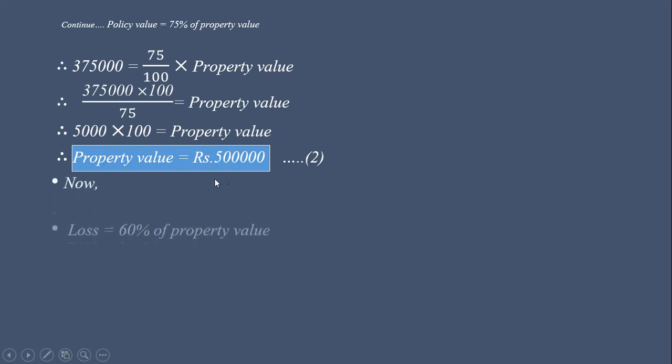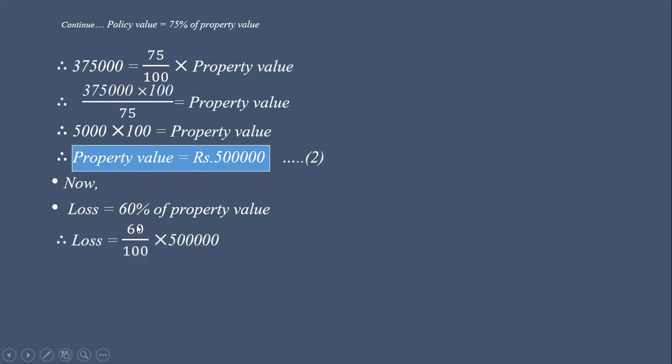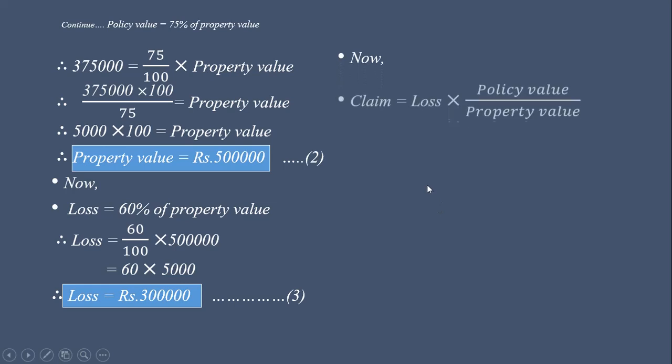Now loss is equal to 60% of property value. Only we have to substitute this property value here and we get loss. Loss is equal to 60 upon 100 into 5 lakh. Cancelling these two zeros, we get it is equal to 60 into 5,000. It is equal to rupees 3 lakh. So we get loss is equal to rupees 3 lakh. So relation 1 gives policy value, relation 2 property value and relation 3 loss. So now we can calculate claim.